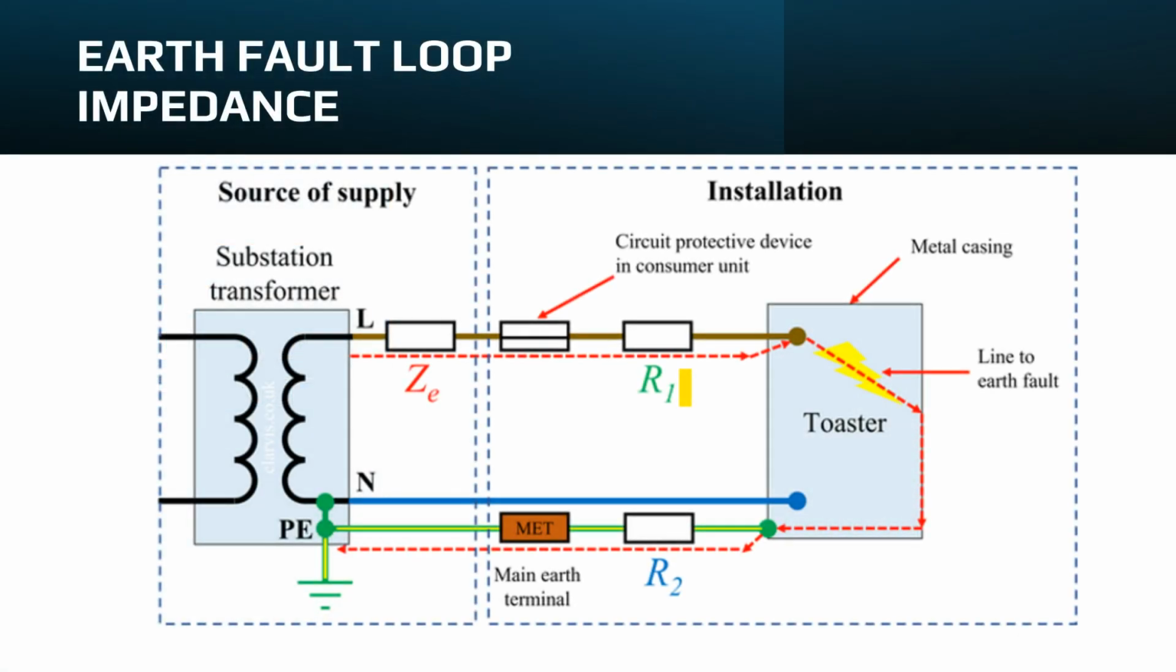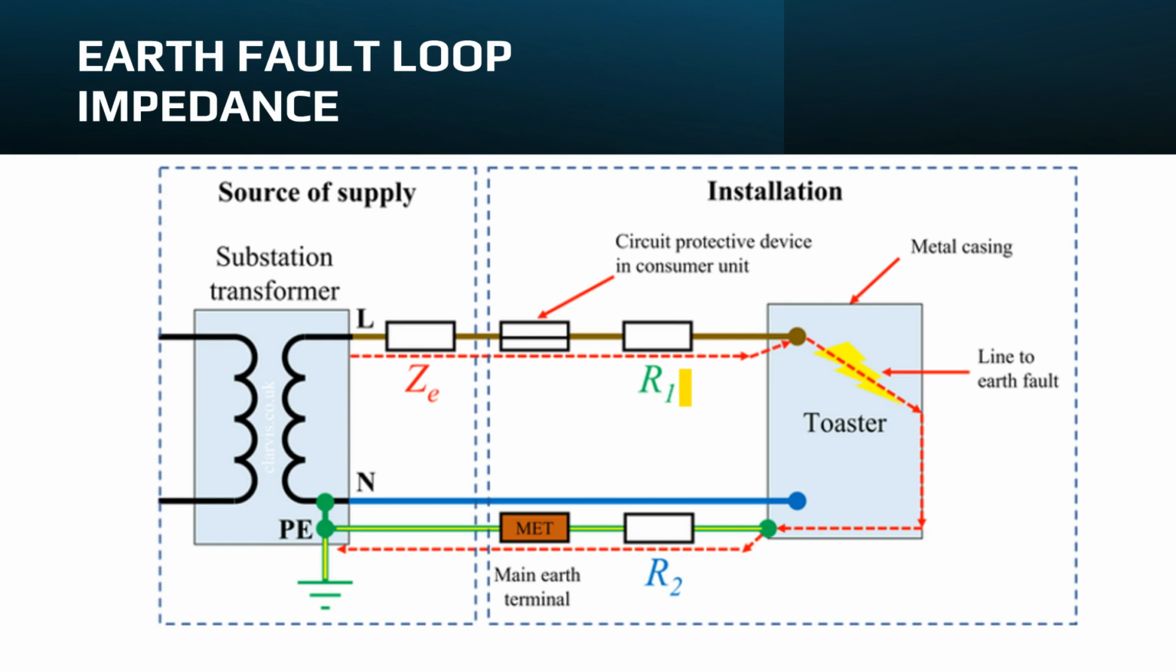Okay, here we will look at some of the key concepts associated with earth fault loop impedance. What is an earth fault? An earth fault occurs when a live conductor unintentionally comes into contact with an earthed conductive part, for example, a metal appliance casing or earth wire. This creates a low-resistance path for fault current to flow from the live conductor to earth and back to the supply transformer.